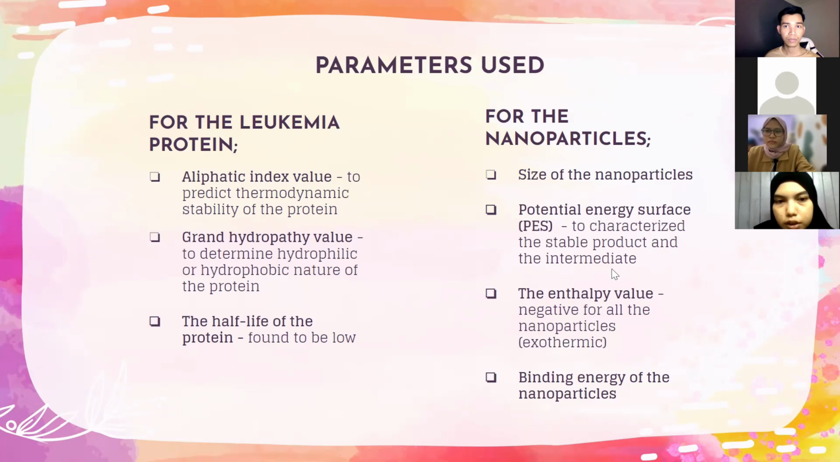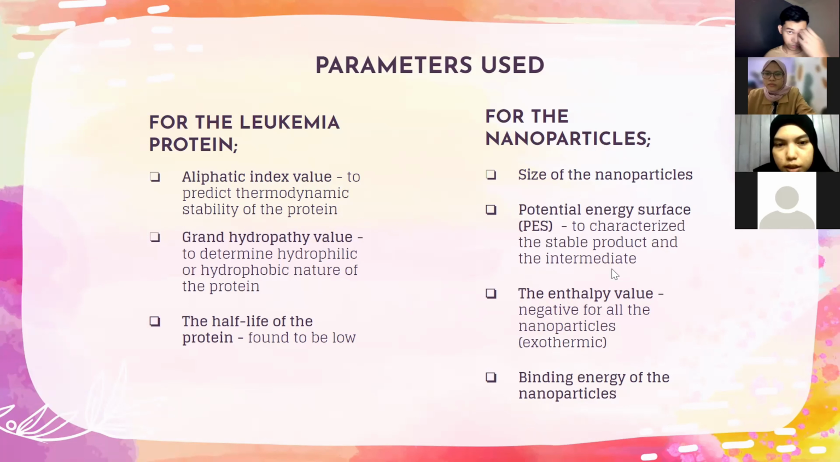Next, the parameters for the nanoparticles. The parameter is the size of the nanoparticles, in which an increase in size also increases the binding energy. The next parameter is the potential energy surface, which is used to characterize the stable product and the intermediate. The third parameter is the enthalpy value, which is found to be negative for all the nanoparticles, indicating them as exothermic compounds. And the last parameter is the binding energy of the nanoparticles.